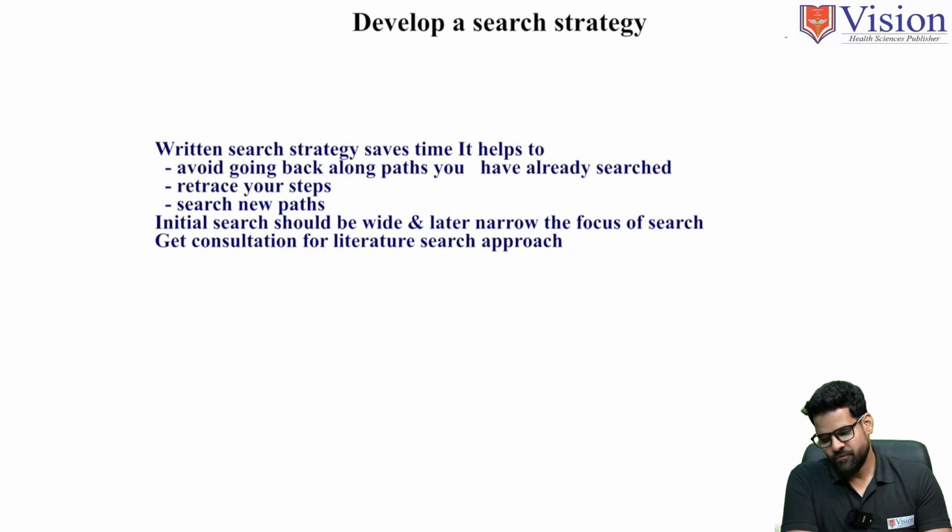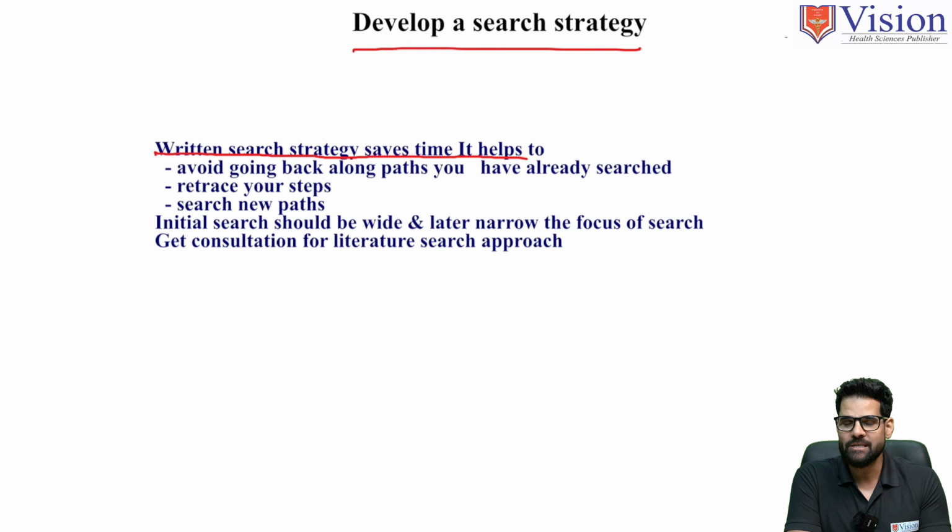Okay, so whenever you develop a search strategy, it should be a written search strategy to save time. Whatever strategy you are taking, like the ancestry approach or descendancy or grey literature, or a combination of all of that, you cannot rely on only one. So I'm not saying you only go for ancestry or descendancy. No, you can have a combination of all these, okay. So avoid going back to a long path you have already searched.